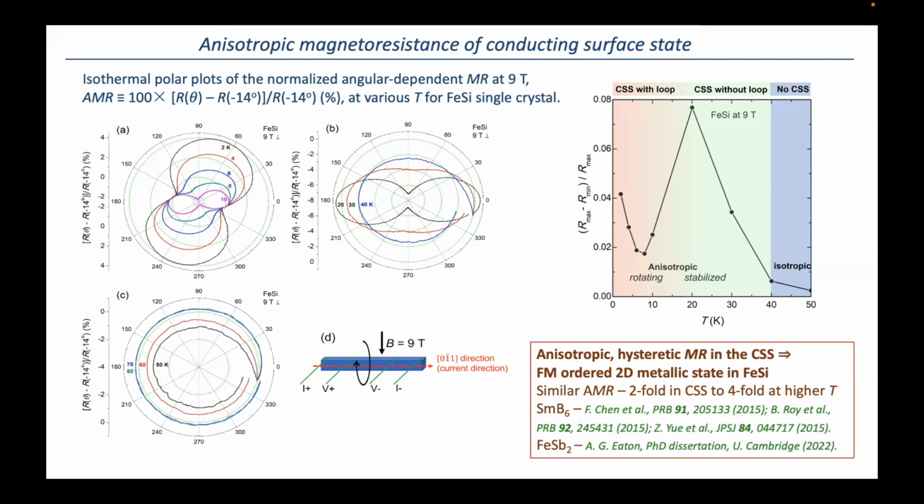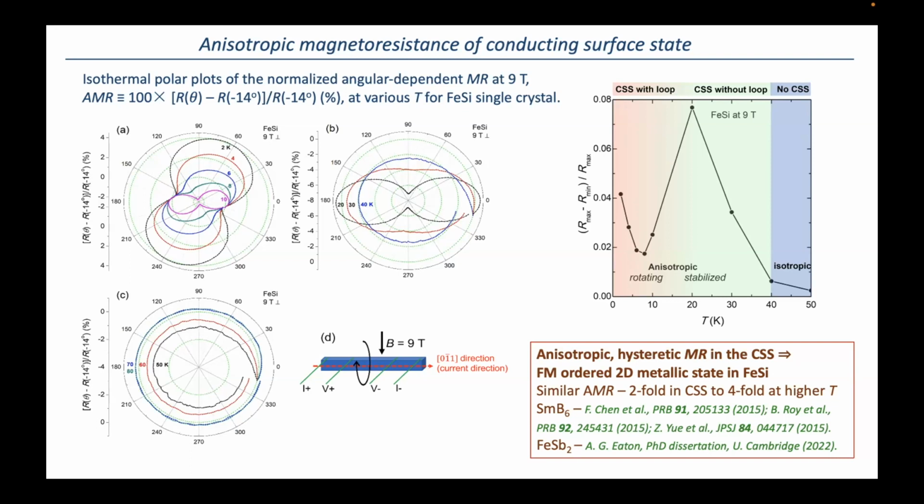If you look at these colors, they correspond to this lower temperature regime. This is in the conducting surface state with the loops, and the behavior is anisotropic. The butterfly orientations are rotating. Then in this region, we're getting into the range where the bulk properties are overtaking the surface properties. This is stabilized, and we have the conducting surface state without the loop, and this evolves into no conducting surface state, and everything's isotropic. These boundaries are not really distinct, but that's just indicating the different regions.